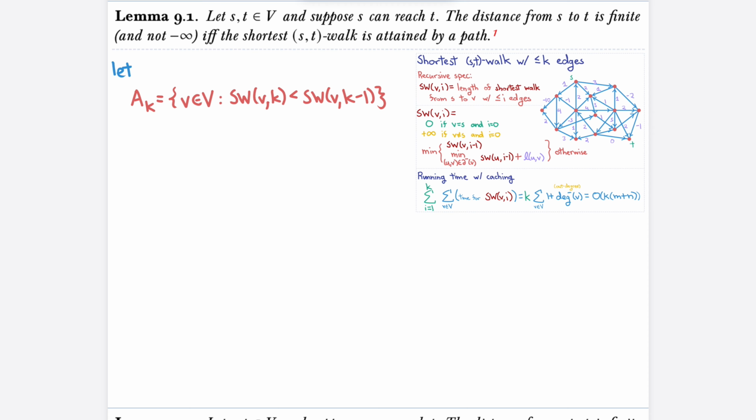All right, so what does the lemma say about, in particular, A sub n? That lemma from the beginning of the lecture.